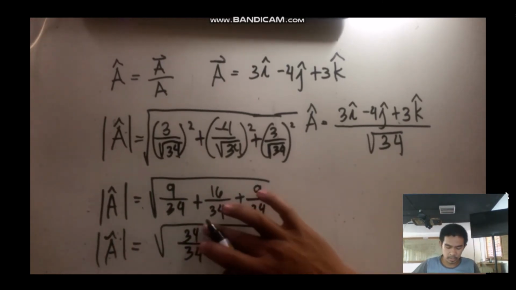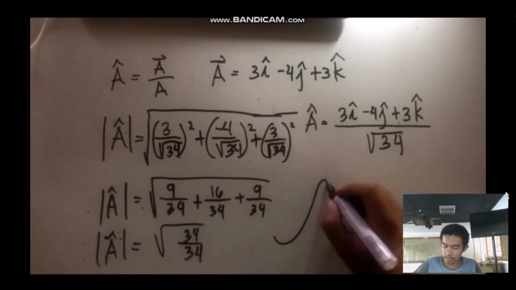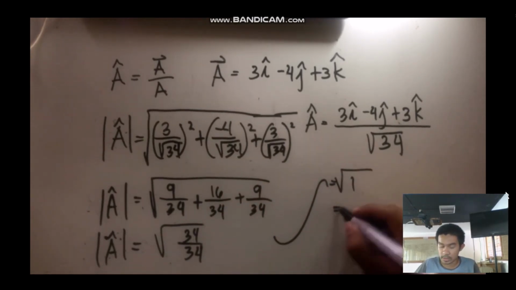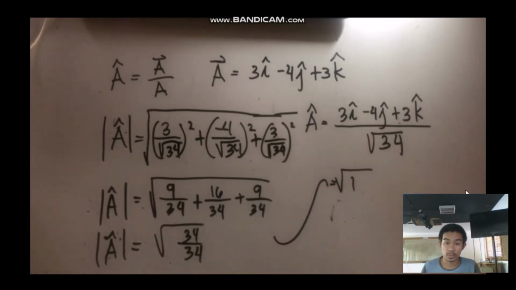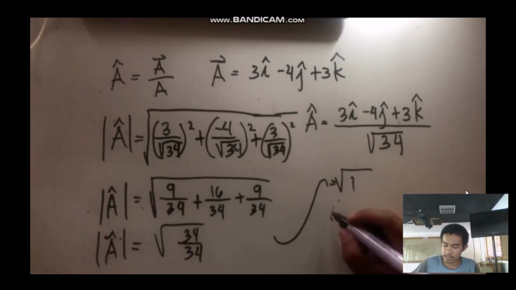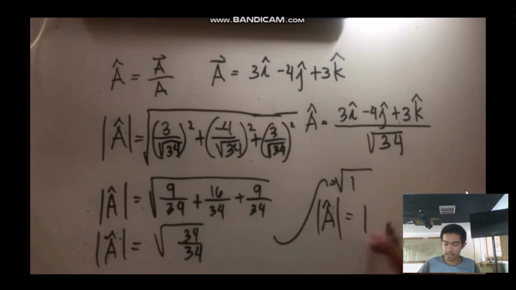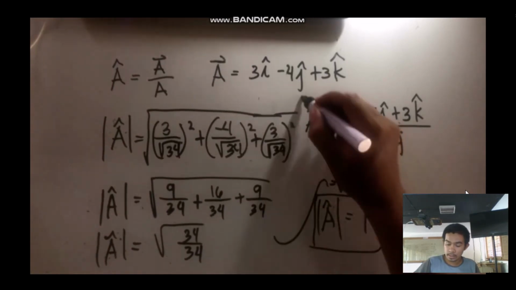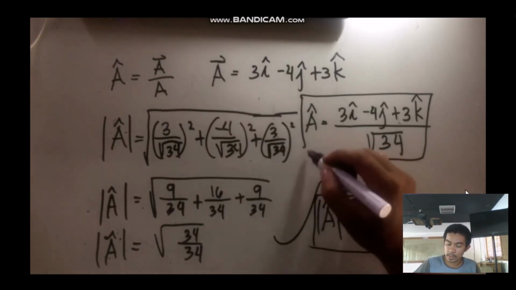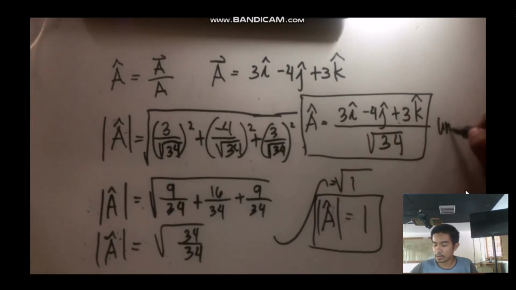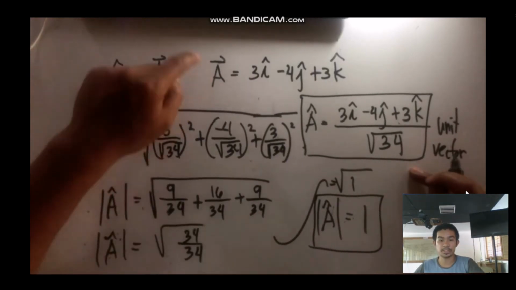What is the square root of 34 over 34? That's the square root of 1. And what is the square root of 1? The square root of 1 is 1. So we have the magnitude of unit vector A equals 1. It's always equal to 1. This is the unit vector of vector A.